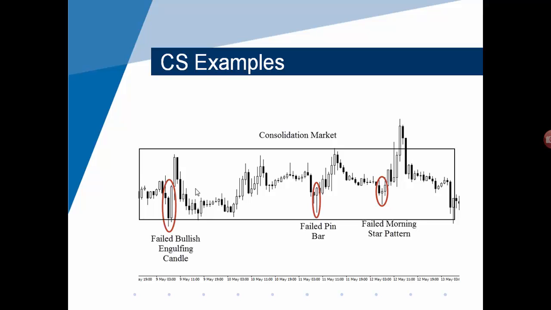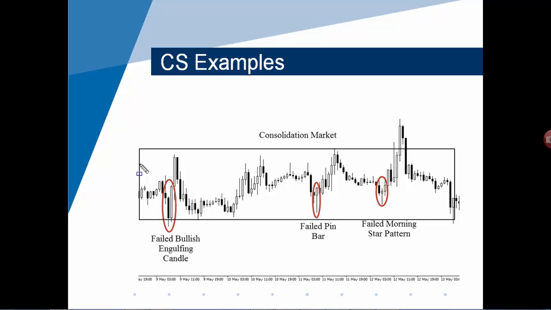Now, here we see a consolidation area. So here we see the market going sideways. It's not going up, it's not going down, it's just simply going sideways. Now here we see a few failed patterns. We see a failed bullish engulfing. Market rallied up, came back down to support. Over here, we had a failed pin bar, and here we had a failed Morningstar.